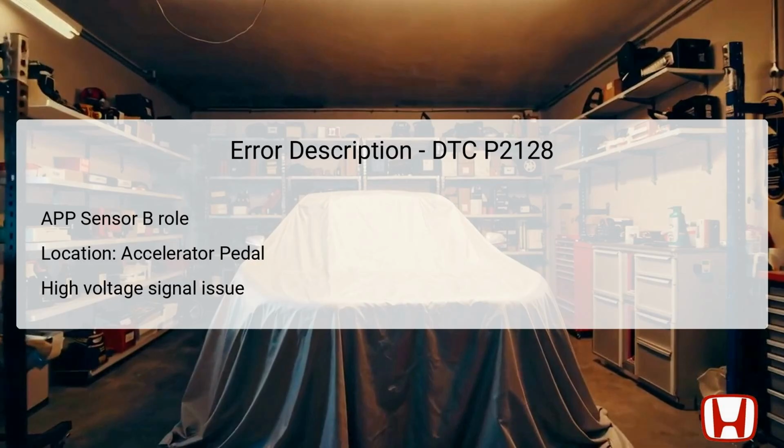driver input. Located on the accelerator pedal assembly, Sensor B, along with other sensors, requires stable voltage readings for proper functioning. If the voltage exceeds specified limits, it leads to a malfunction, triggering the error code. Understanding the components and their locations is vital for effective troubleshooting.